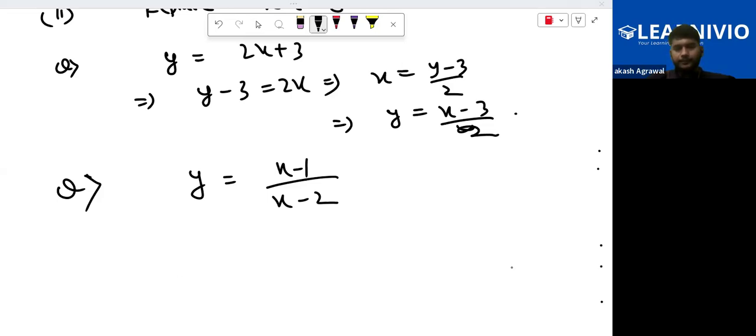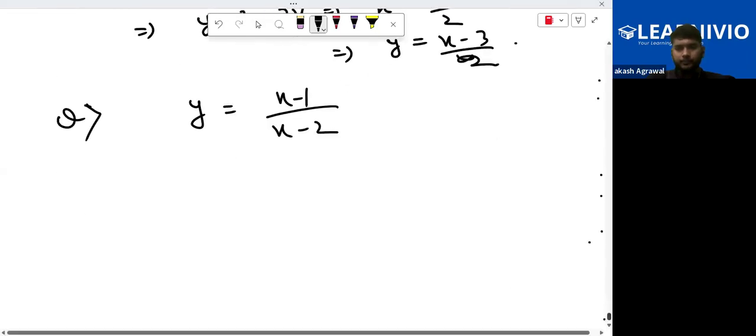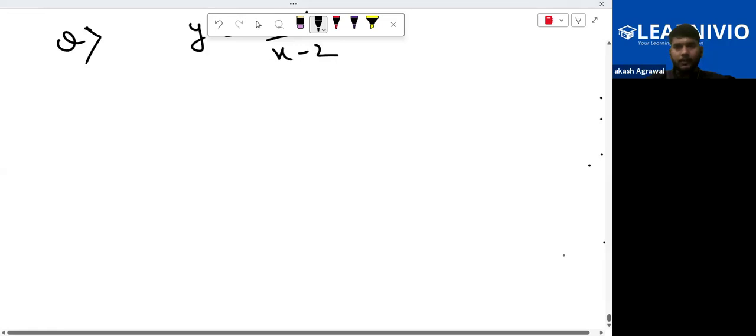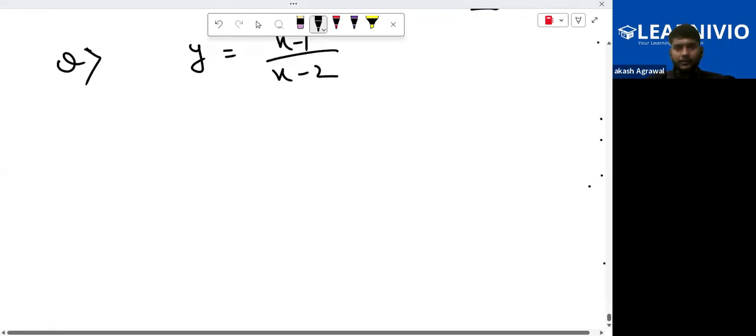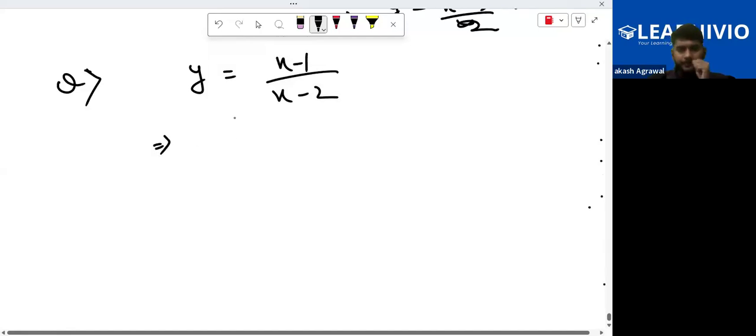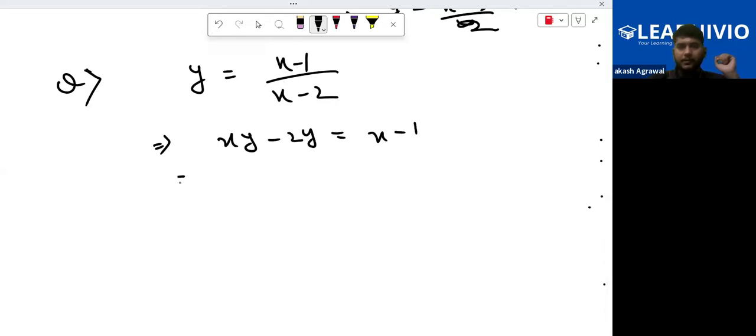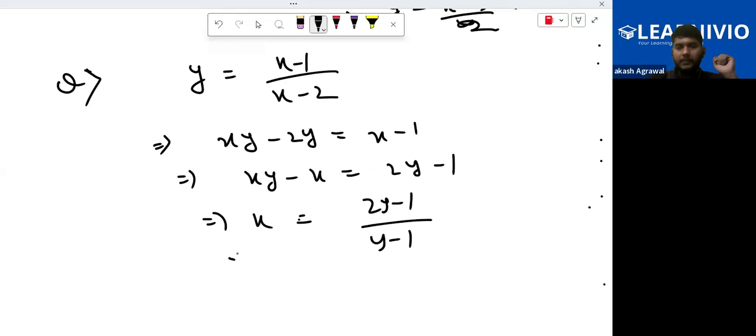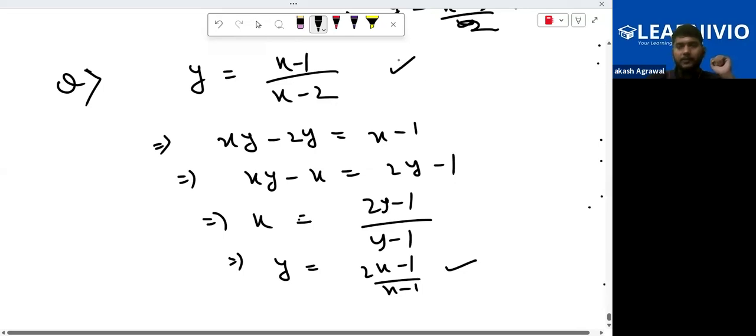Got the answer, everyone? Anyone found the inverse to this question? No. This is xy minus 2y equals x minus 1. So let's bring x terms together: xy minus x equals 2y minus 1. x common, so x equals (2y minus 1) upon (y minus 1). Replace x with y, so y equals (2x minus 1) upon (x minus 1). This is the inverse of this function. Okay? Clear, everyone? Zaina, Madhya? Yes, sir.